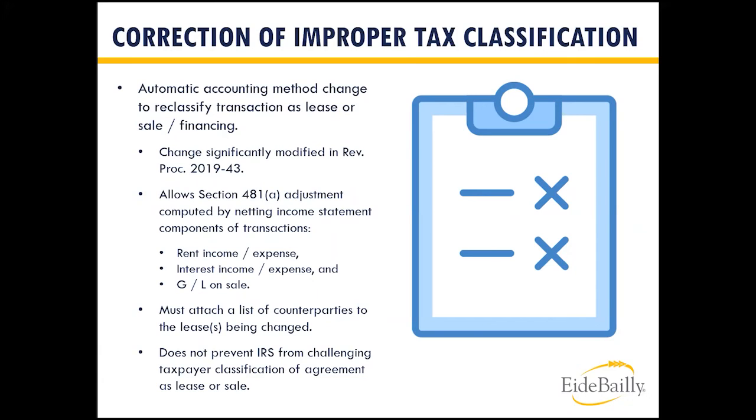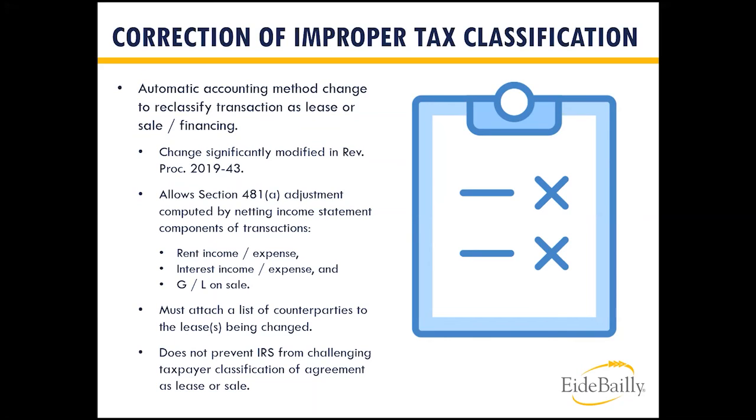So those of you who have maybe heard of this before or looked at this before and said this is a bad idea, it probably was until the end of last year. The new automatic change now allows us to take into account a 481(a) adjustment, so we can now do a cumulative catch-up adjustment for the income and expense that we misreported in the past.